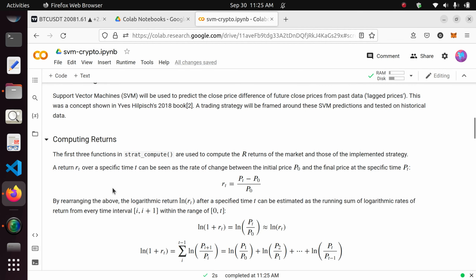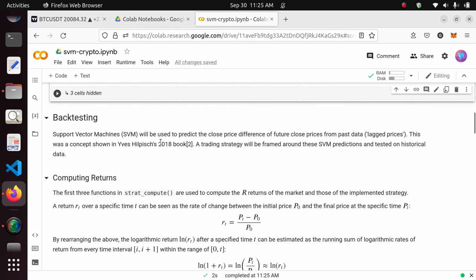Now, the bulk of this video will be looking at support vector machines and the algorithm, and how it can be used to look at close price differences or even forecasts. We won't be going over real-time forecasting, but just looking at how it can perform on previous historical data. And of course, that was a concept shown in Hilpisch's 2018 book.